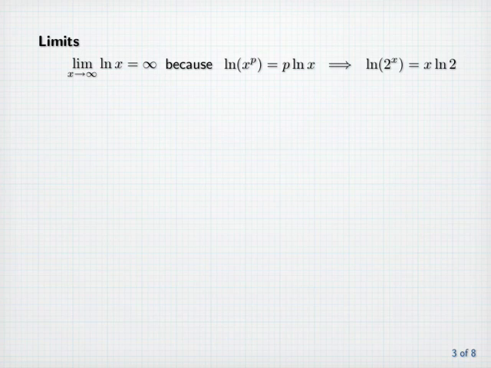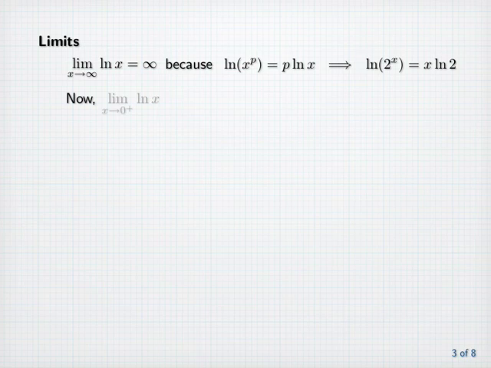This tells us that the range of the natural log function contains all positive numbers, since any positive number can be expressed as a positive number times log 2. That, together with the fact that the natural log of x is always increasing, proves that the natural log of x approaches infinity as x approaches infinity.